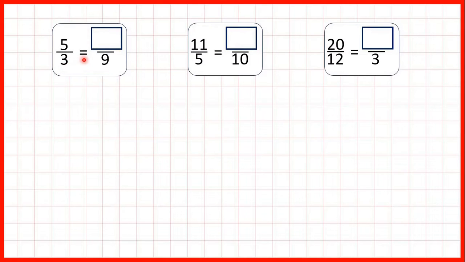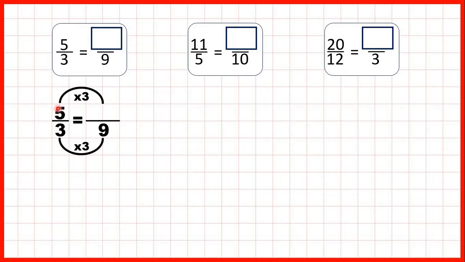Five thirds is equal or equivalent to how many ninths? So for these questions, we have improper fractions, but we can still find equivalent fractions in exactly the same way. Remember, we either use multiplication or division to find equivalent fractions, and here we can see that 3 times 3 is 9. What we do to the denominator, we need to do to the numerator as well, and 5 times 3 is 15. So 5 thirds is equivalent or has the same value as 15 ninths.